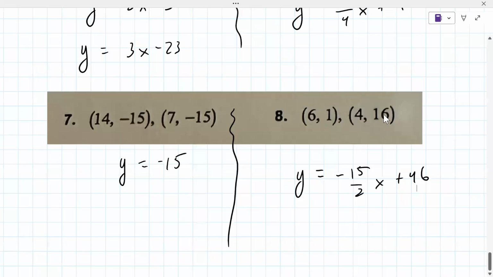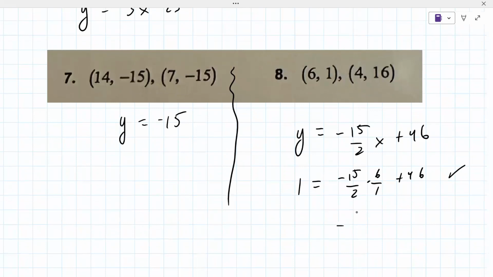Now I agree that it's -15 halves. I'm not sure you got this number right. I'll plug in 4 for x and 16 for y. So it'd be negative 60 over 2, so negative 30 plus 46 is 16. Yeah. So the check here is -15/2 times 6/1 plus 46. Does that equal 1? And it does.